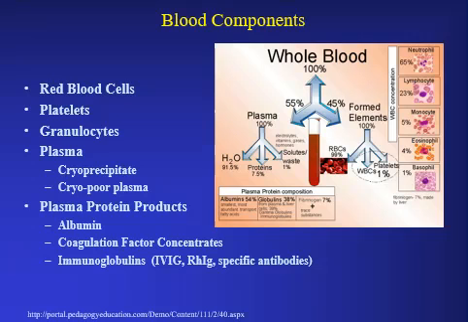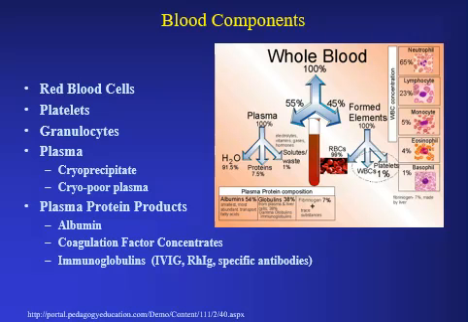Now, the blood components that are available for transfusion are listed on this slide. People think about red blood cells and platelets, but also granulocytes, plasma in various forms, and then the various plasma protein products are items that some transfusion services manage. In some cases, other departments may manage them.